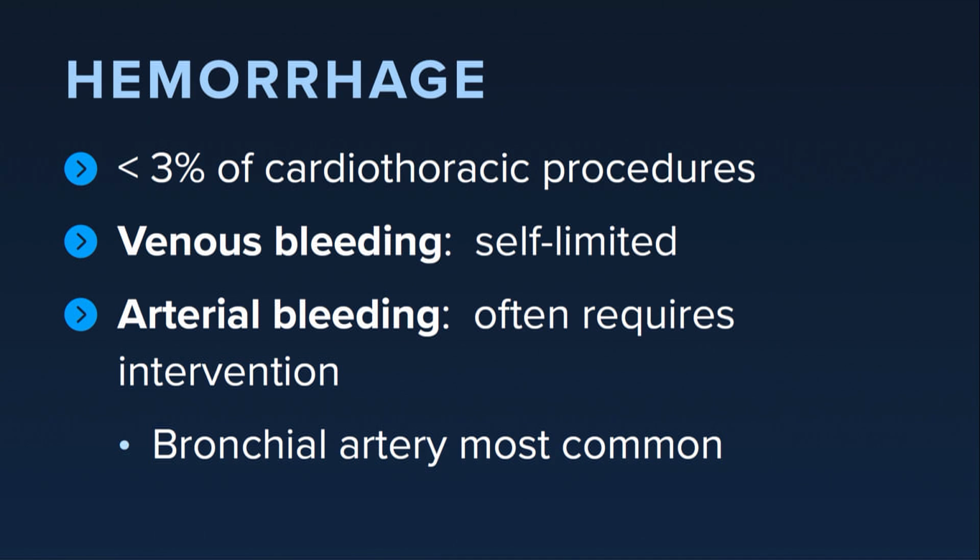Now, bleeding is, again, not an uncommon complication post-operatively, but it only occurs in a small percentage of cardiothoracic surgeries. Venous bleeding is typically not going to be very problematic. It's self-limited. It usually won't prompt imaging, whereas arterial bleeding can be problematic and often requires intervention. And when it comes to thoracic surgery, although I saw that the intercostal artery, which was the culprit in the case I just showed you. In the literature, the most common artery that's causing significant bleeding is the bronchial artery.